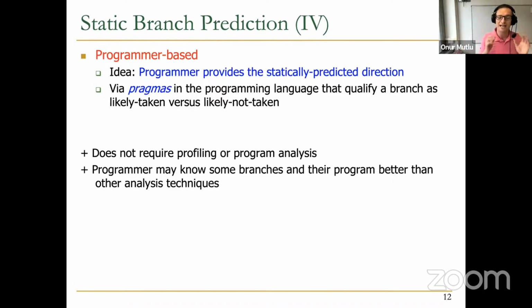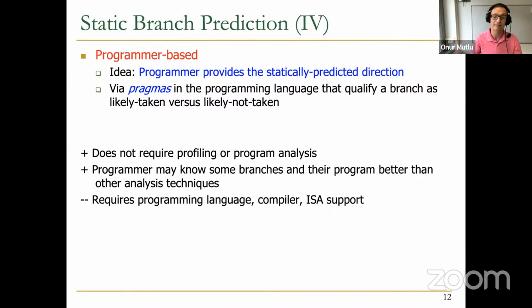But again, the programmer is not omniscient, because the programmer doesn't know the data input that's going to come into the program. So those data-dependent branches are going to be very hard to predict this way. But some other branches that may have some semantic information that's visible to the programmer can be predictable. Clearly, this requires some programming language support as well. How does the programmer specify the likelihood of takenness or not takenness to the compiler and to the underlying ISA?